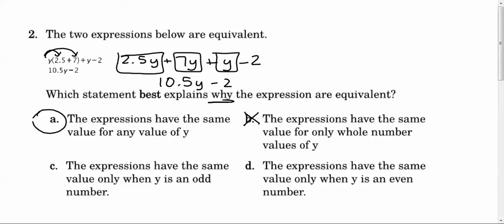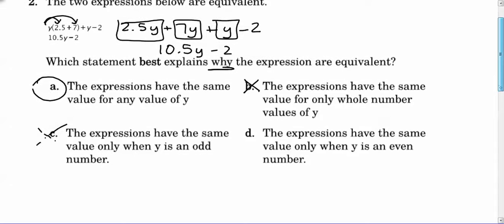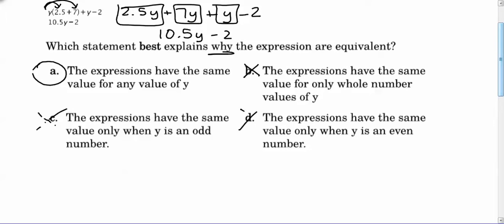It says the expressions for C have the same value only when y is an odd number. That's not how we differentiate these. Nope, they're equivalent all the time if they're equivalent. Choice D, the expressions have the same value only when y is an even number. Again, not the case. So when expressions are equivalent, that means they have the same value when you plug in a consistent value for, in this case, y.